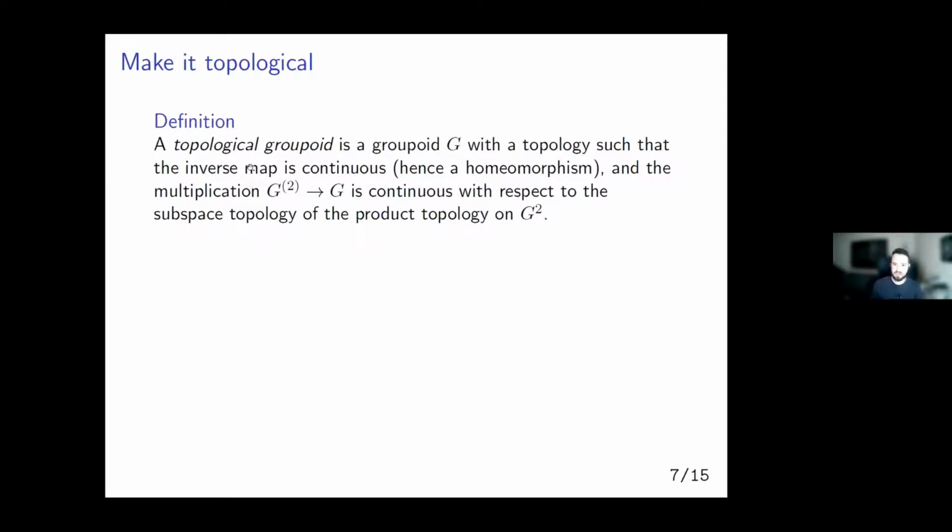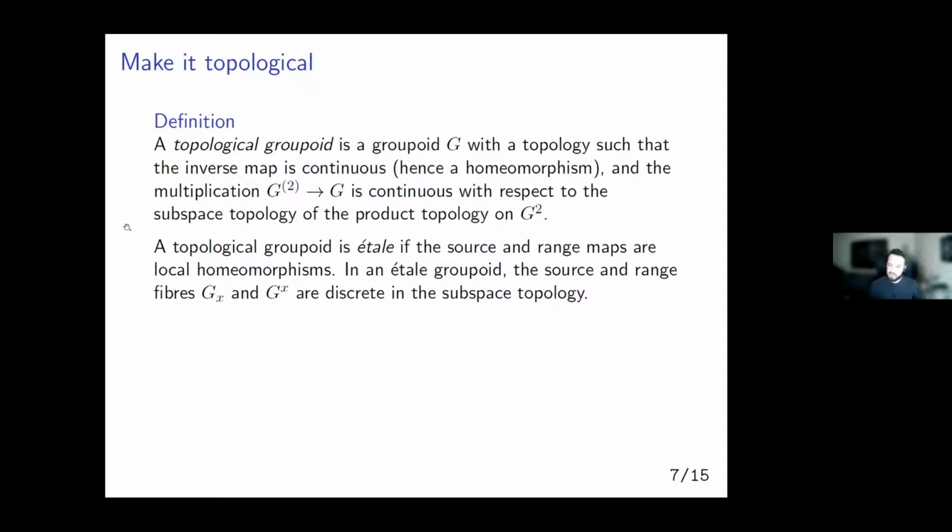And because the inverse map is its own inverse, well, the inverse map applied to itself gives you back the identity. This will be a homeomorphism. And you also want the multiplication to be continuous. And the topology with which the multiplication should be continuous is the subspace topology of the product topology on G with itself. Because we mentioned before that this space of composable pairs was a subset of the product. So you just put the product topology on the big one, and then you take the subspace topology of that.